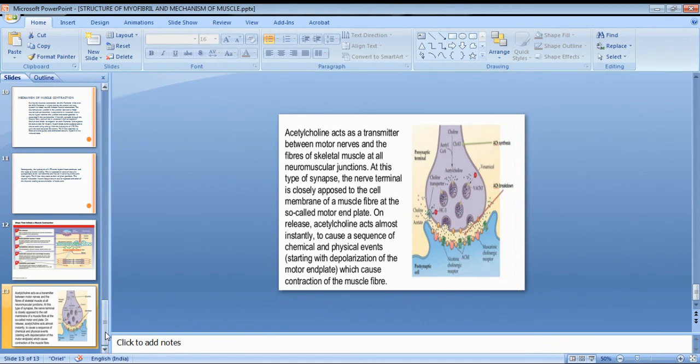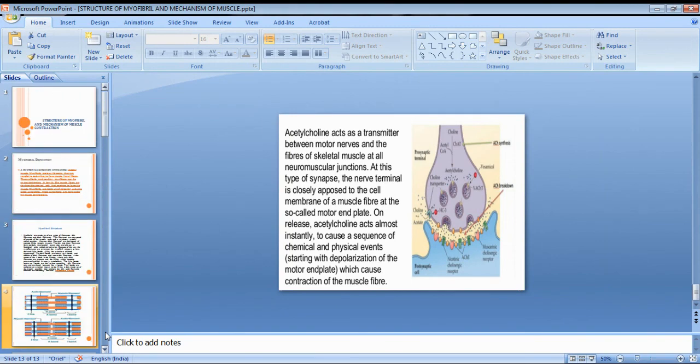Okay, this is the overview of the structure of myofibril and the mechanism of muscle contraction.